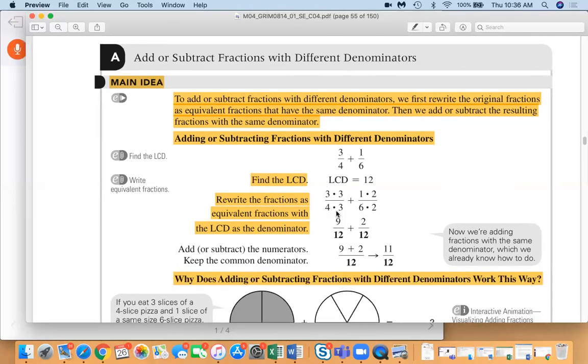To write the fractions with the same denominator, we have 3 times 3 on top and 4 times 3 on the bottom. So that one is now 9/12. That means 3/4 is an equivalent fraction to 9/12. Here we need to multiply top and bottom by 2 to get that denominator to be 12. So we have 1 times 2 on the top and 6 times 2 on the bottom, giving us 2/12. That means 1/6 and 2/12 are equivalent fractions. Now that we have the same denominator of 12, we can just add across. So we add 9 plus 2 on the top, but we keep the same denominator. When you're adding and subtracting fractions with the same denominator, you do not add or subtract the denominators. You leave them the same. You only add or subtract the top.